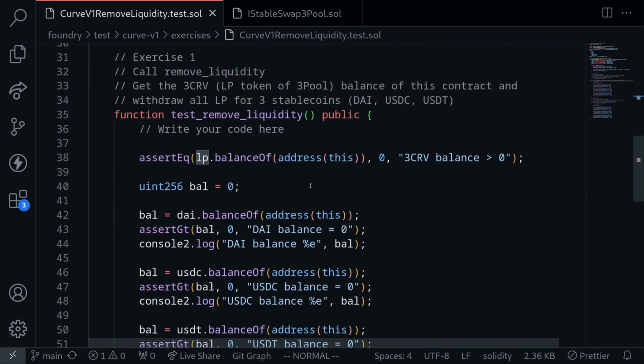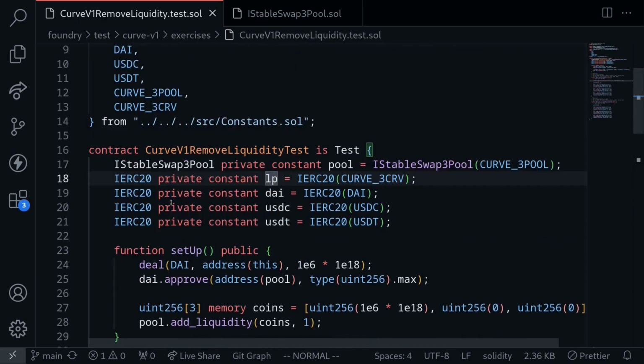For the first exercise, call the function remove liquidity. Remember that the function remove liquidity will burn your LP tokens and give you back all of the tokens in the pool. For the StableSwap 3 pool, the tokens are DAI, USDC, and USDT. So after you call the function remove liquidity, you'll get DAI, USDC, and USDT. For this exercise, call the function remove liquidity. And you'll need to specify the amount of LP that you're going to be burning. The balance of the LP token inside this test contract, since LP is an IERC20, you can get the balance of LP tokens locked inside this contract by simply calling balanceOf, passing in the address of this contract.